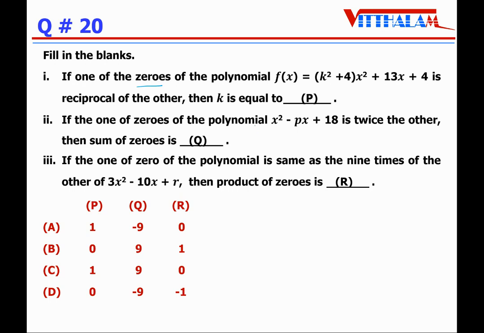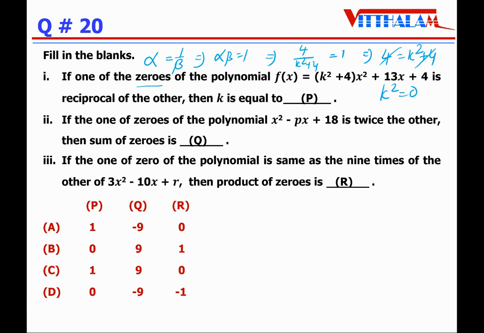One of the zeros of the polynomial, let's say alpha, is the reciprocal of the other. That means alpha equals 1 by beta, so alpha beta equals 1. And alpha into beta, the product of zeros, is c by a. So c is 4 and a is k squared plus 4, equals 1. Therefore, 4 equals k squared plus 4. 4 cancels, so k squared equals 0.